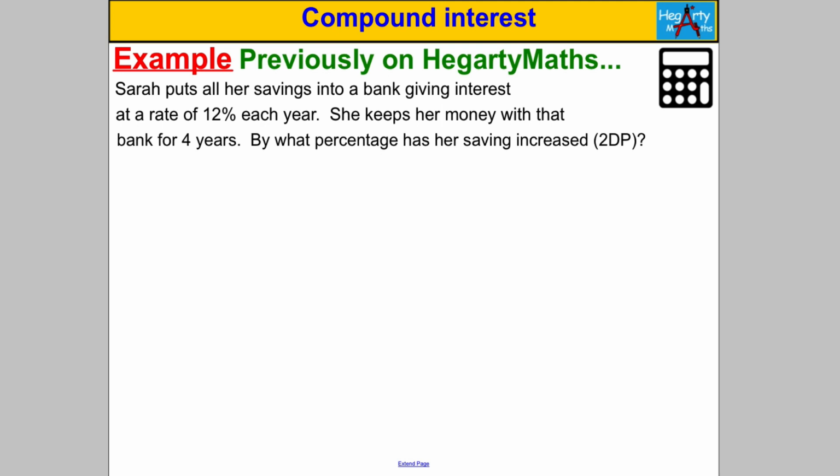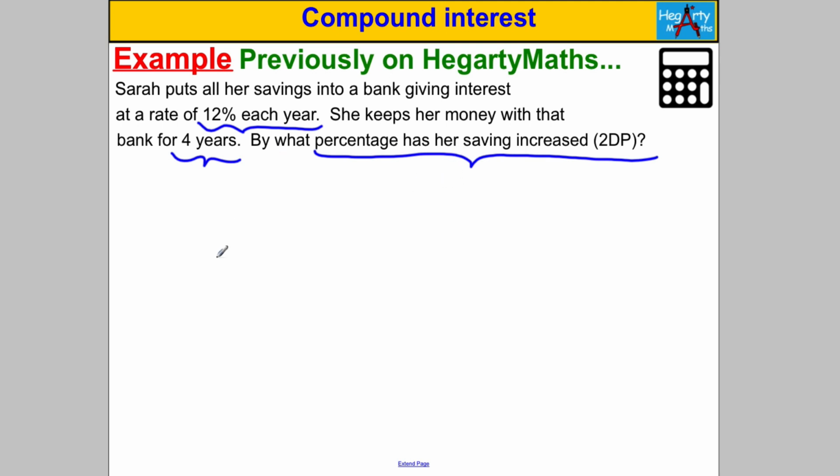Now, this is actually a question we've talked about previously on repeated percentage increases and decimal multipliers, so look back at that if you're not sure. Sarah puts all her savings into a bank account, giving her interest of 12% each year. She keeps her money with that bank for 4 years. By what percentage has her savings increased? Give your answer to 2dp.